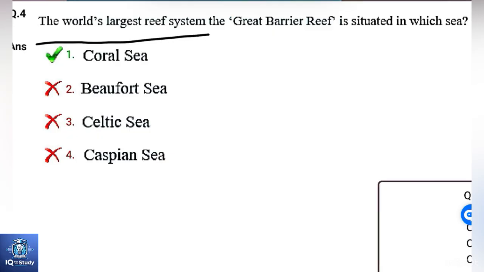The world's largest reef system, the Great Barrier Reef, is situated in which sea? In the Coral Sea. The reef is located off the coast of Queensland, Australia in the Coral Sea.